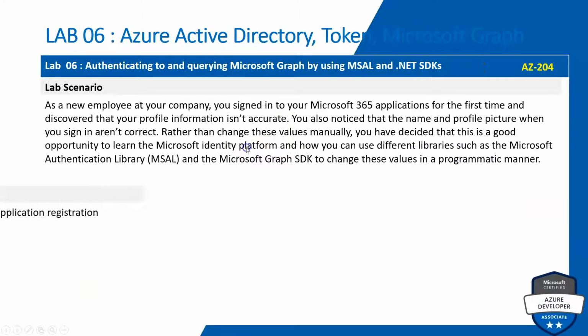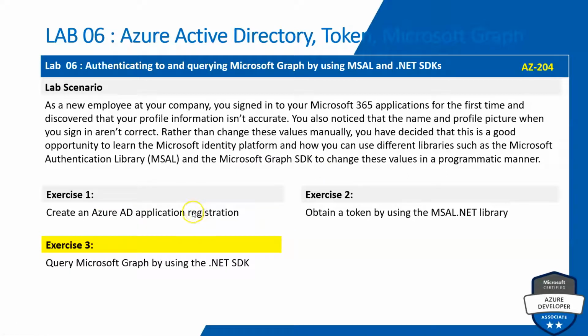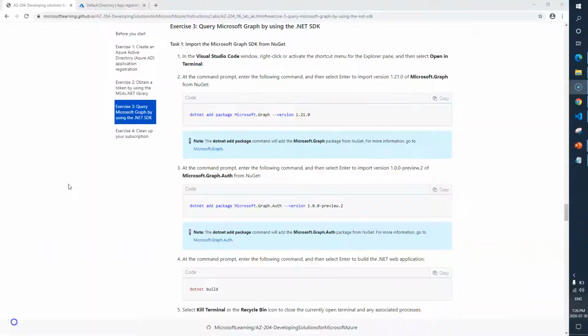Here is the lab scenario, and so far we are done with Exercise 1 and Exercise 2. In this video, Exercise 3, which says query Microsoft Graph by using the .NET SDK. So basically we are going to read the user profile by using the Microsoft Graph API. Okay, so let's go to the instructions page. Here we are, Exercise 3.